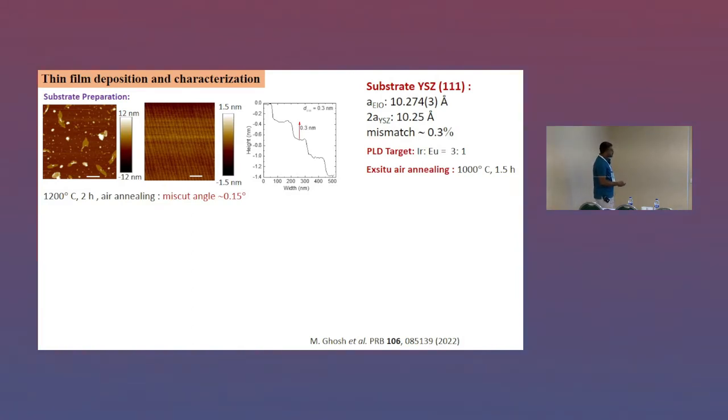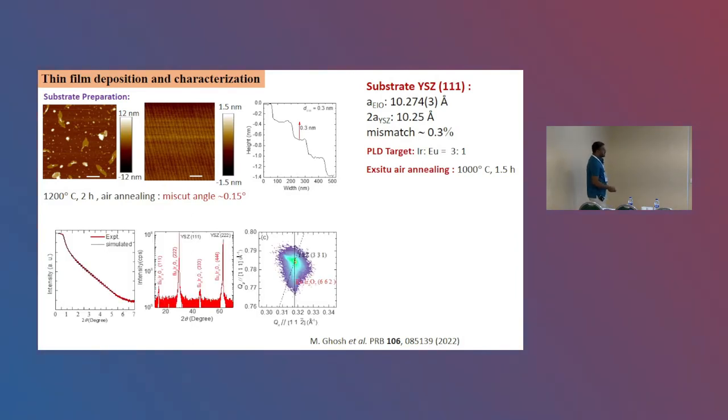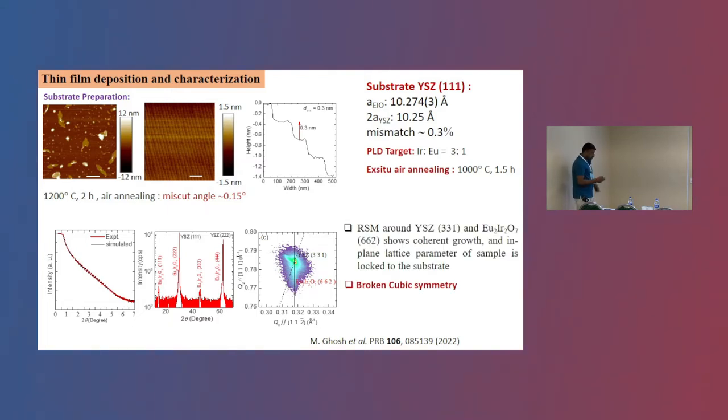Now we'll go to our sample preparation. Since iridium has a lot of tendency to go out of the sample, due to the formation of IrO3, which is volatile in nature, we used a 3:1 target instead of a stoichiometric target, and we ablated the staggered material.